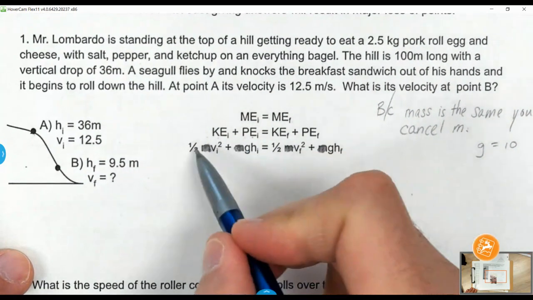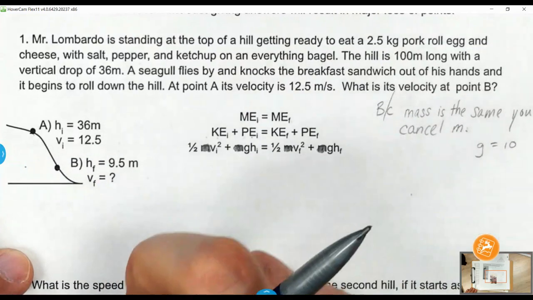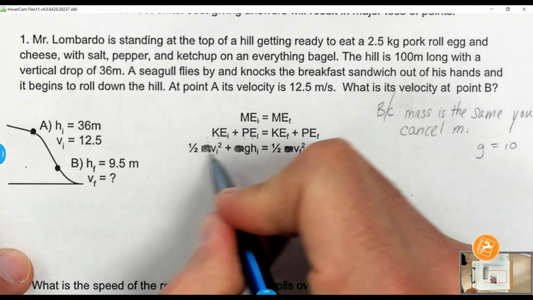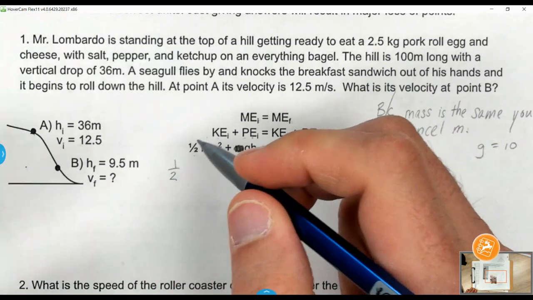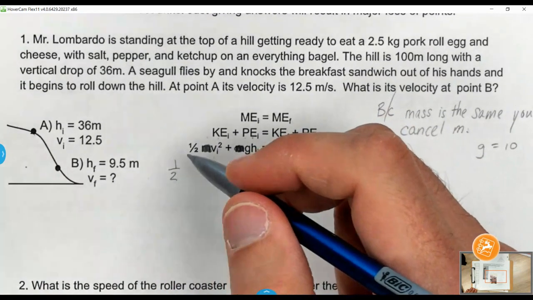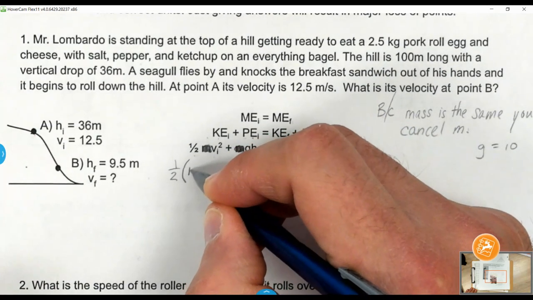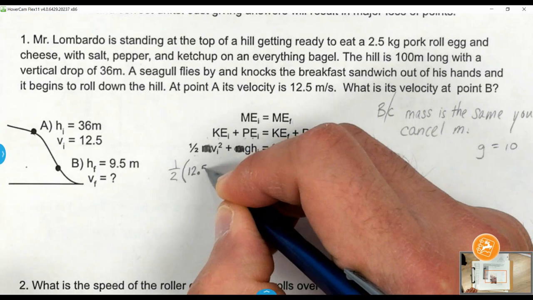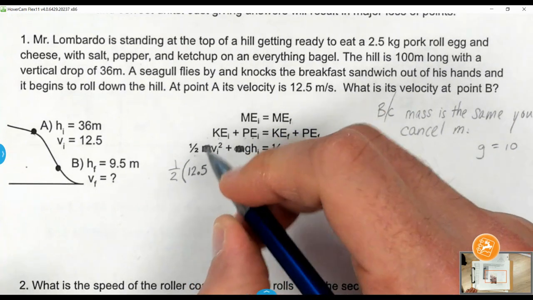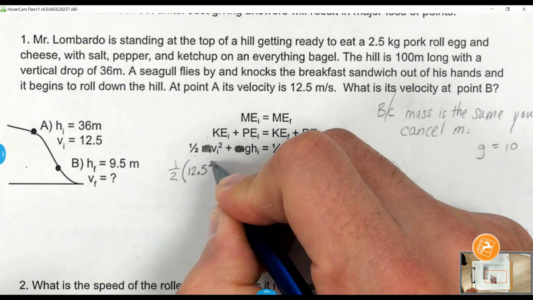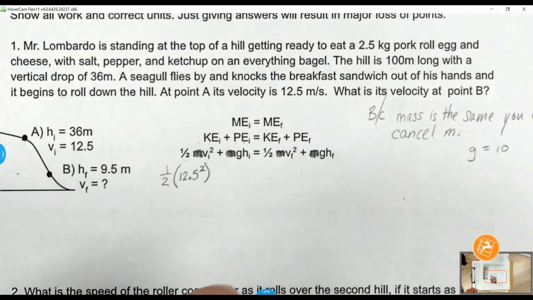Now we're going to basically use the variables that we have and put the numbers in the correct positions. 1/2 v_i squared. So 1/2. All right. What is my v_i? Where does it tell me? At point A, what's v_i? 12.5. And what do we have to do with v_i? Squared. Guys, again, we need to be focusing on this, paying attention, please.